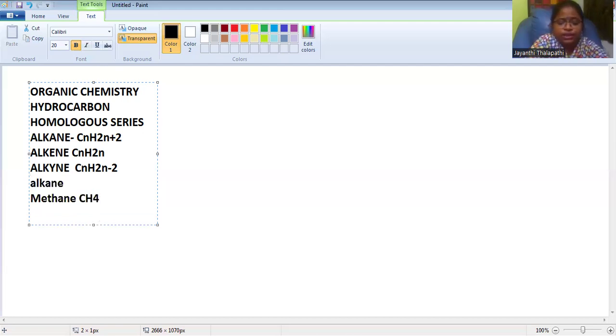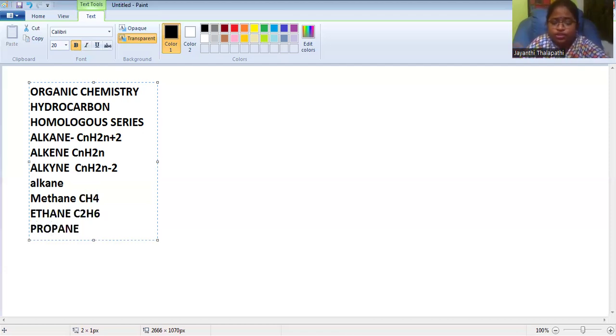And for ethane, that root word eth shows 2 carbon atoms. So which means C2. If C is 2, which means n is 2. That means hydrogen will be 2 into 2 plus 2. So 2 into 2 is 4, 4 plus 2, 6. So C2H6, right? And what is the next compound?